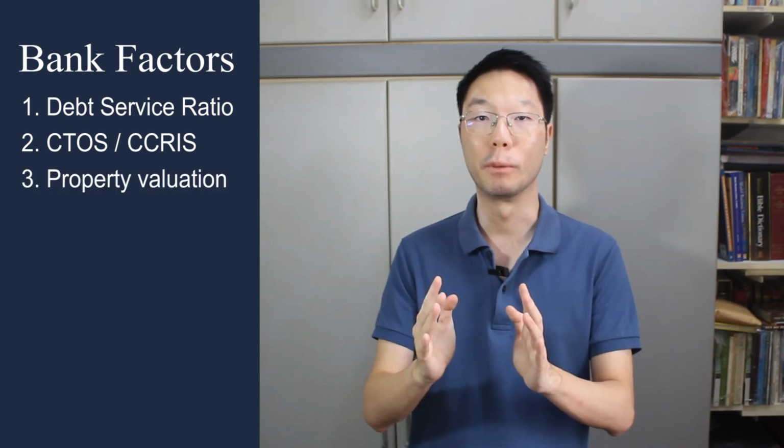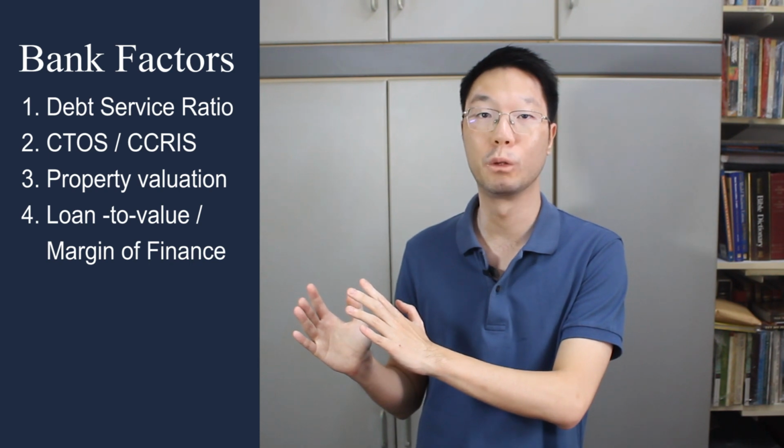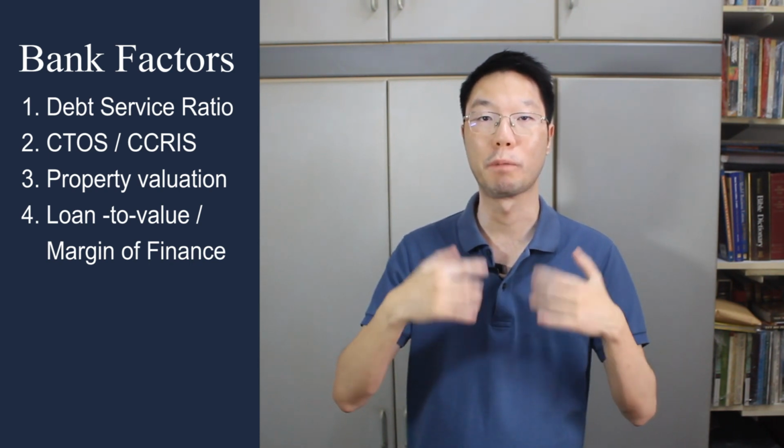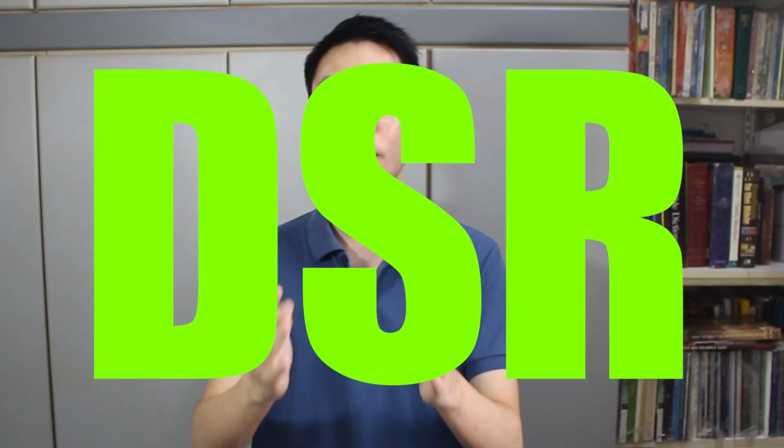And not only debt service ratio, other factors that banks take into account when deciding on lending money are your CCRIS or CTOS report, property valuation, loan to value or margin of financing available to you. So in this video, we will be specifically looking at the debt service ratio, or in short, DSR.